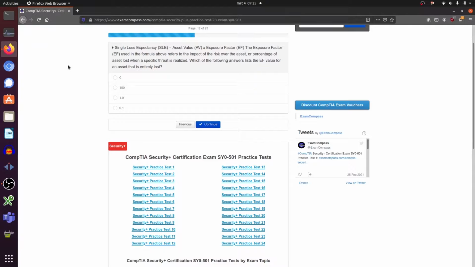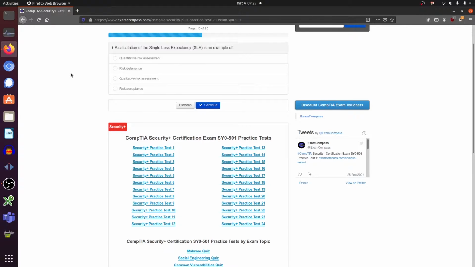Single loss expectancy is asset value x exposure factor. The exposure factor used in the formula above refers to the impact of the risk over the asset, or percentage of asset lost when a specific threat is realized. Which of the following answers lists the EF value for the asset that is entirely lost? Entirely lost. Well, it's one asset, so I think it's this one. 1.0.